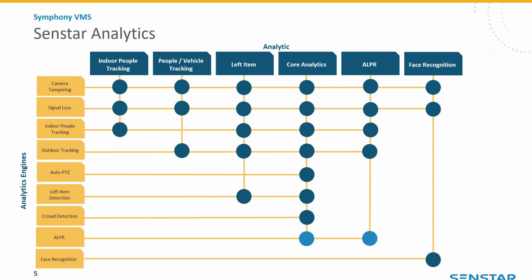If you do buy the ALPR engine, that is the OEM engine, and we'll start to define what the difference is here on the next slide, you miss out on a couple of the analytics that you get with core. So there's a minor difference in the feature sets that you get from an analytic engine standpoint. With core, you get all of it. With ALPR, you miss out on PTZ auto tracking, left remove items, and crowd detection.